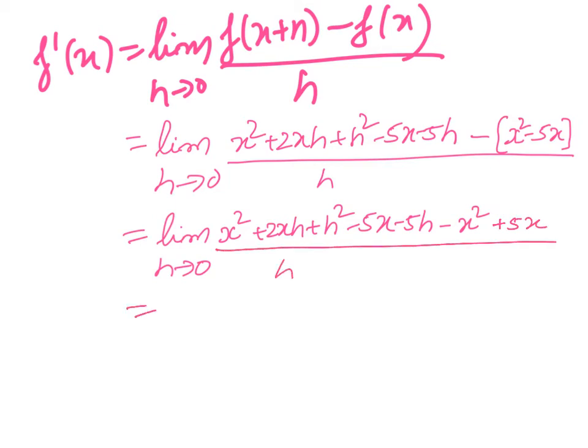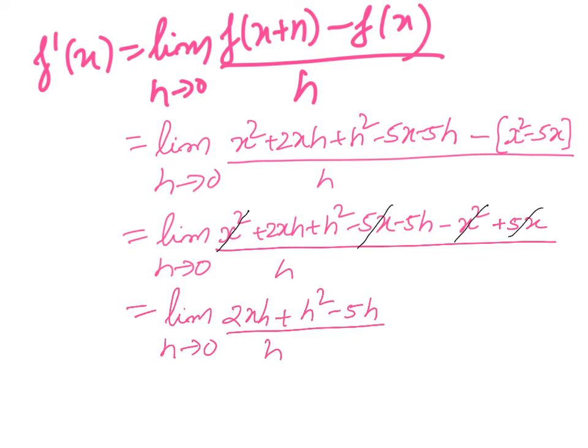What we must understand here is that my original function, that is x squared minus 5x, will cancel out now here. You can have a look at it here. This x squared and minus x squared will cancel, will become 0. Minus 5x and plus 5x will become 0. So what I am left with here is the limit as h tends to 0 of 2xh plus h squared minus 5h over h. This is what I am left with now.